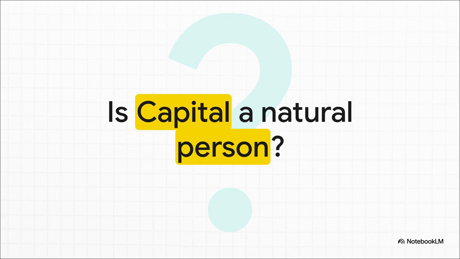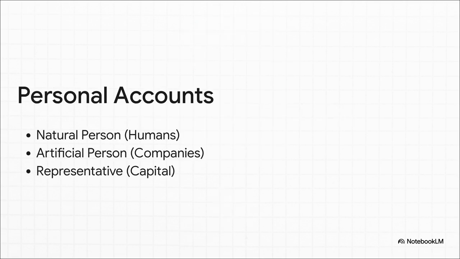But here is a super interesting philosophical question that actually sparks a lot of debate in early accounting studies. Where exactly does capital, the initial money invested by the owner, fit into all of this? Since it belongs to the owner, is capital actually considered a natural person? To really unravel that, we need to look at the 3 subtypes of personal accounts.